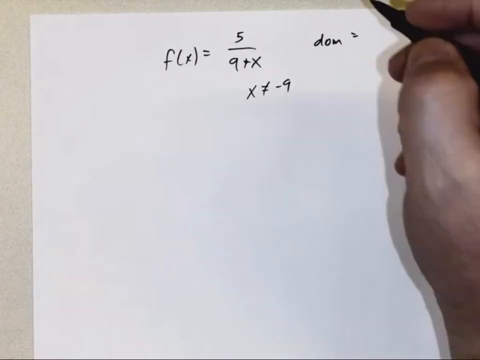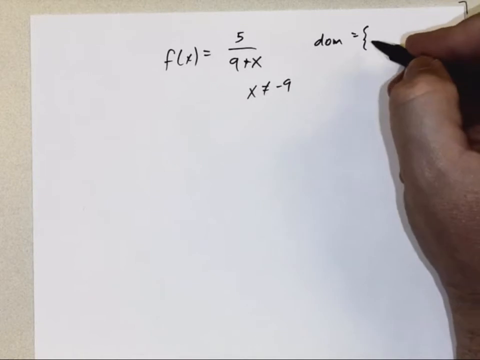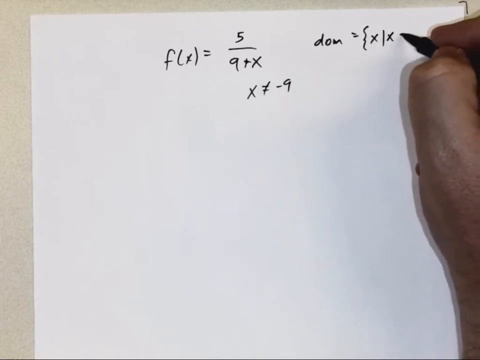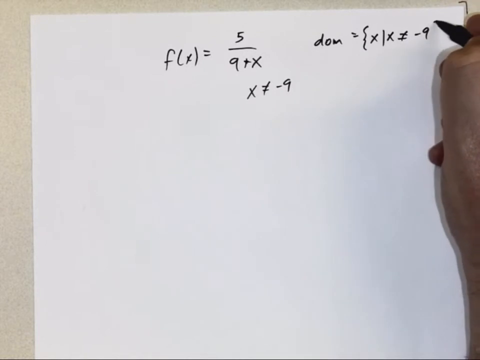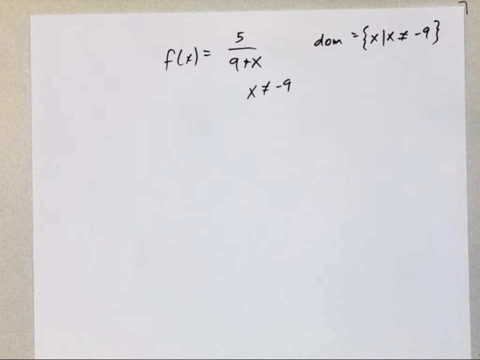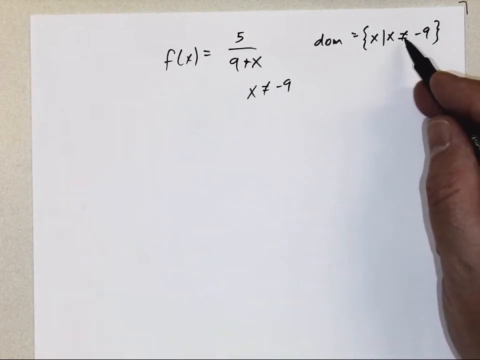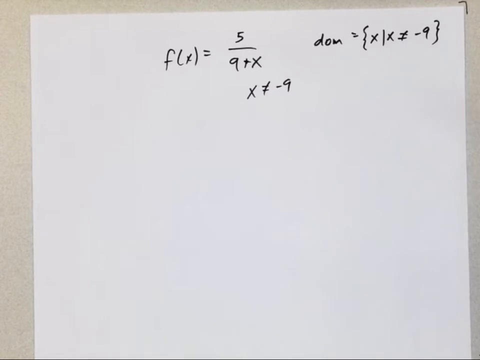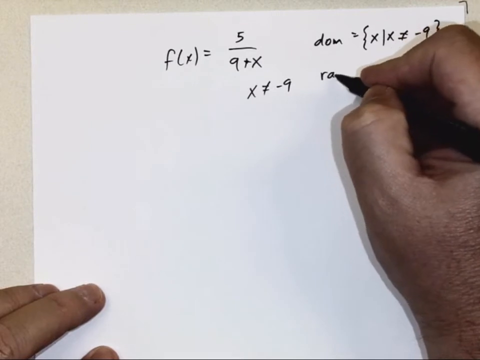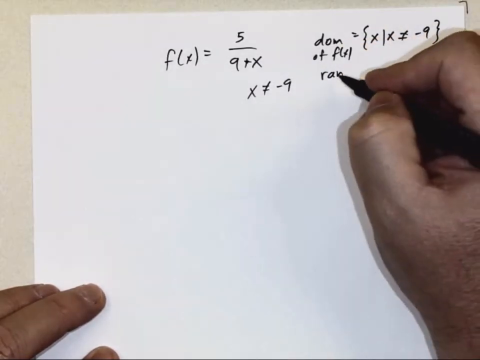The way they want this notation on the computer is sort of a fancy math way of writing the domain. This is another way of saying the domain is all real numbers except negative 9. That's why x is not equal to negative 9. Let me write the domain of f of x.